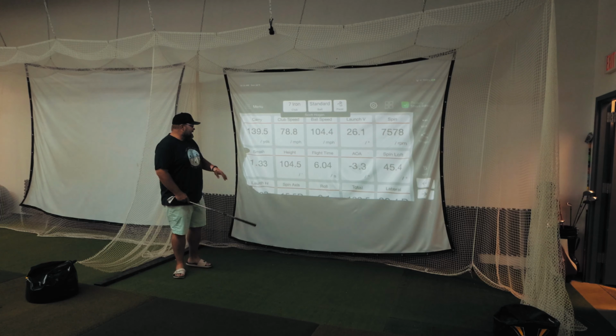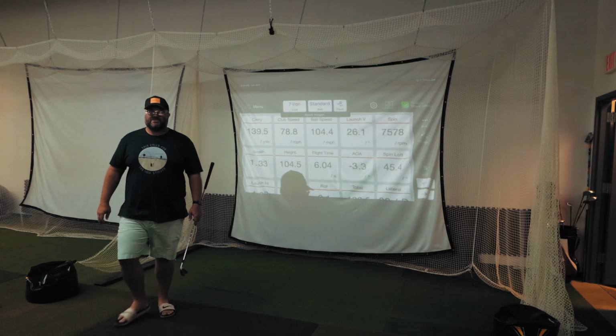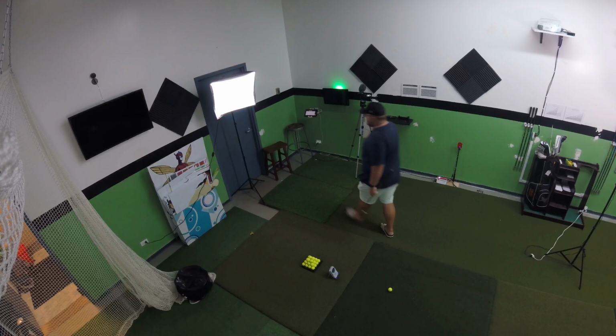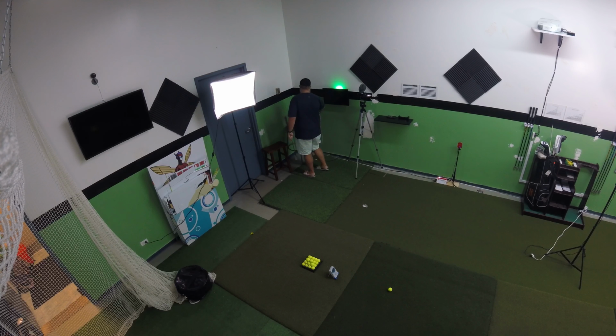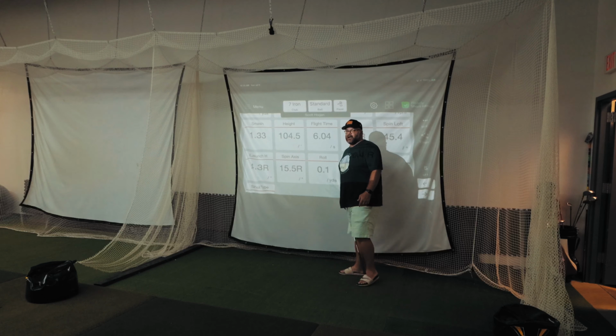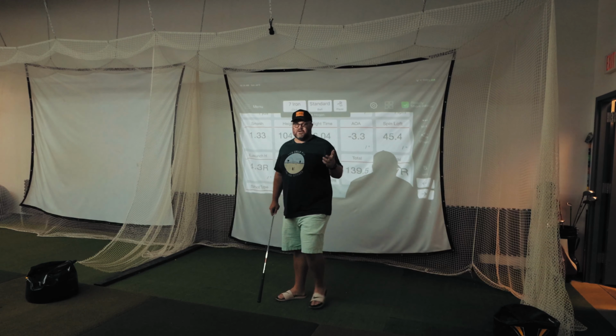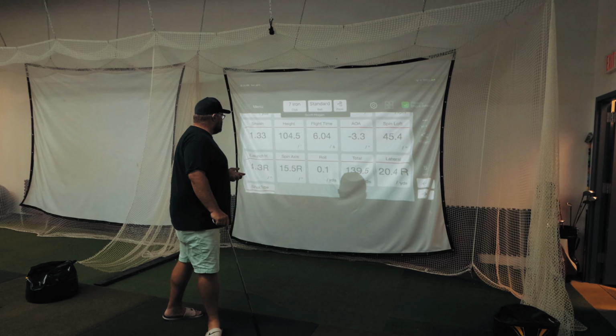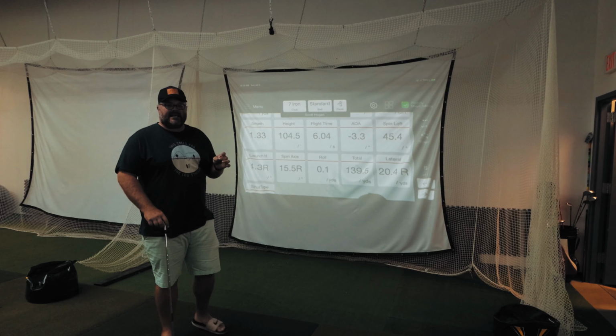The other thing that I have in here too is my spin axis. I'm gonna actually scroll down here. My spin axis, see how far offline to the right I am? And I'm spinning it to the right. I mean, that's a fade. Ball's gonna be short. So all of these things I would take into account.